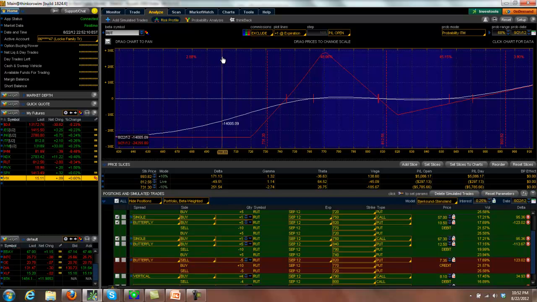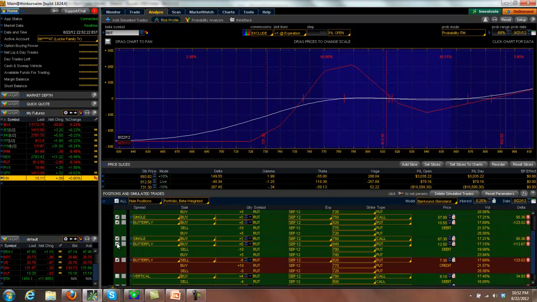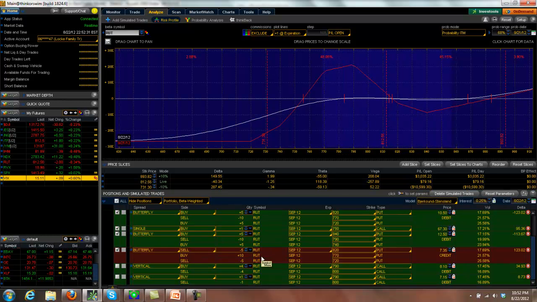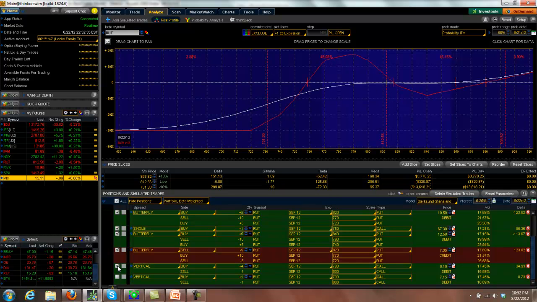On Tuesday morning when the market shot up, I took advantage of that and I rolled because I thought the pricing was decent. I rolled 5 of the 770 butterflies up to 790, and then I was very high delta to the upside, so I went ahead and added these 4 verticals here for 810, and it put us into this position.